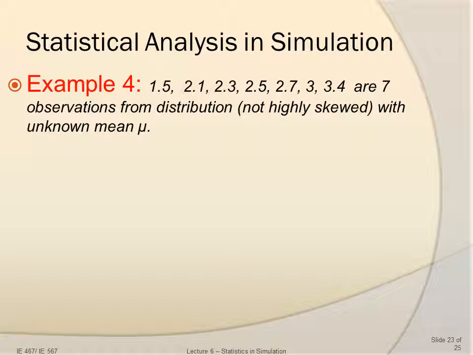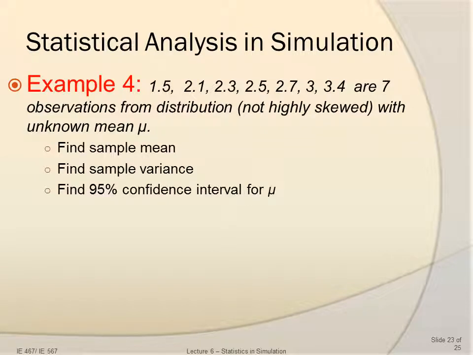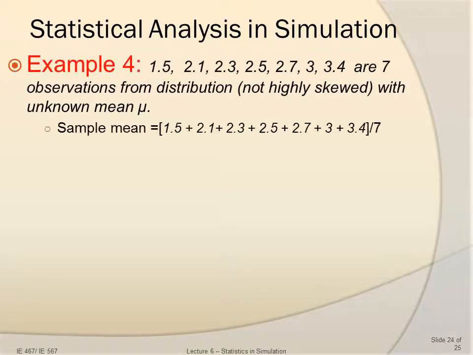So here's our example where we have 7 observations from a distribution that's not highly skewed. So it's pretty symmetric with a known mean mu. We find the sample mean, we want to find the sample variance, and we also want to find a 95% confidence interval for mu. So let me go ahead and show you how we do that.